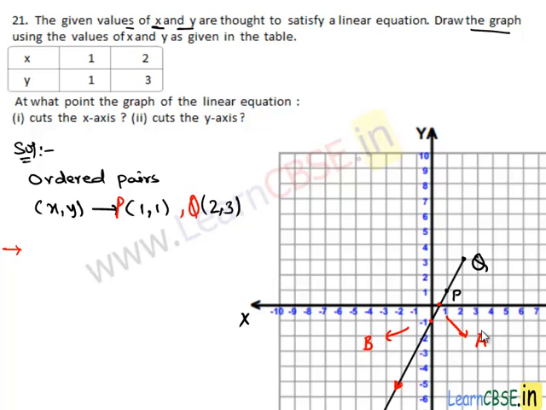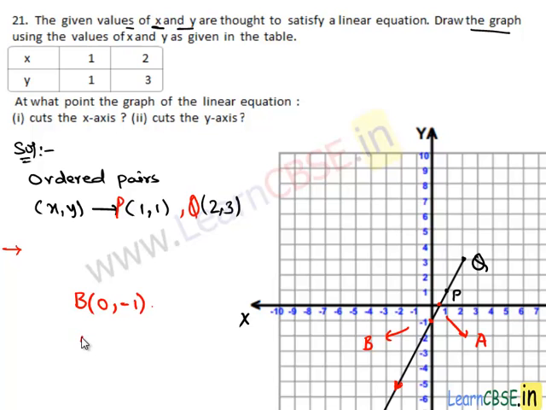And here we have to find the coordinates of A and B, because we are asked to find the points at which the graph cuts the x axis and y axis. So let's find the coordinates of point B. Here B lies on the y axis, so its distance from the y axis is 0. Therefore its x coordinate is 0. And the distance of this point from the x axis is 1 unit, and it is along the negative y direction. So its y coordinate becomes -1.